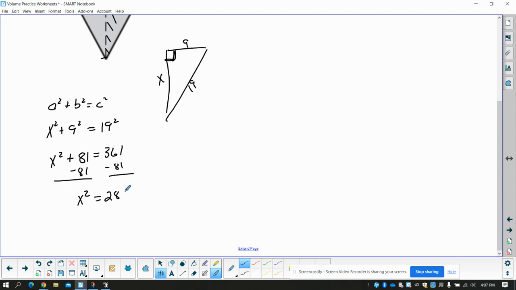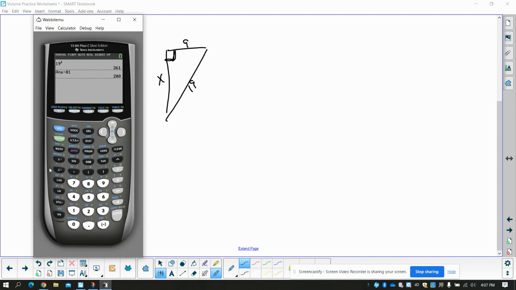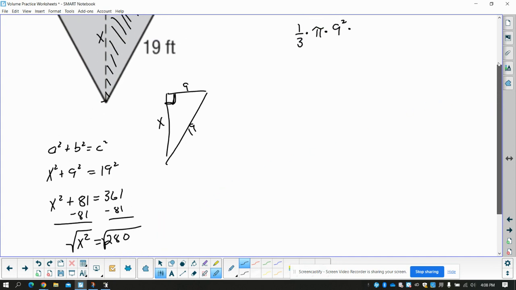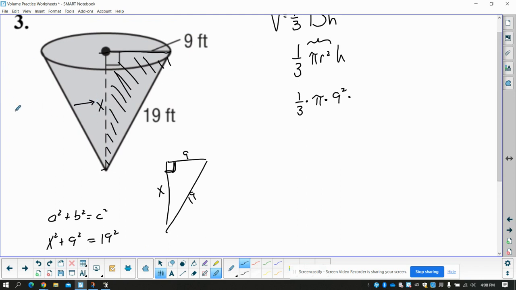So 280. And then to get rid of the squared, we can do the square root, because the square root of x squared is just x. Square root of 280 equals 16.733. And I'm going to go out to at least 16.733 because I don't want to round it off just yet. So now I did all that to find that missing measurement, which was the height. Right? So now we can plug that in over here, 16.733.